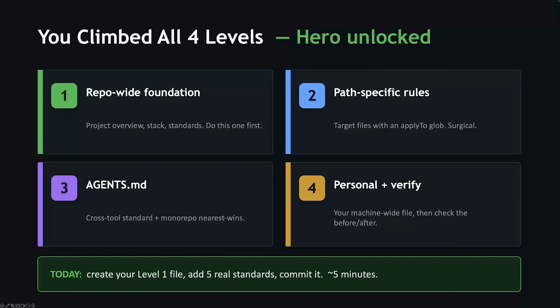Let's recap. Level 1, the repo-wide .github/copilot-instructions.md. Your foundation, project overview, stack, and standards. If you do nothing else, do this. Level 2, path-specific files in the .github/instructions folder with an applyTo glob. These are surgical rules that only fire on the files they need to. Level 3, AGENTS.md, the cross-tool standard, plus nearest wins for monorepos. Think of it as a README for your agents.